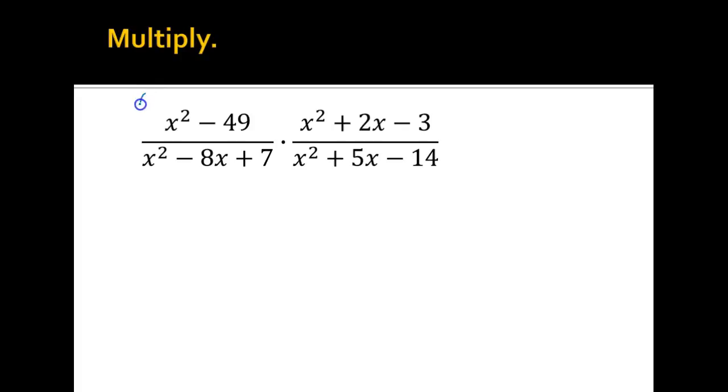We're going to factor each of these. So this is obviously a perfect square, x squared minus 7 squared. So x plus 7 and x minus 7. And by the way, this is another great opportunity for you to hit pause and try doing this yourself.